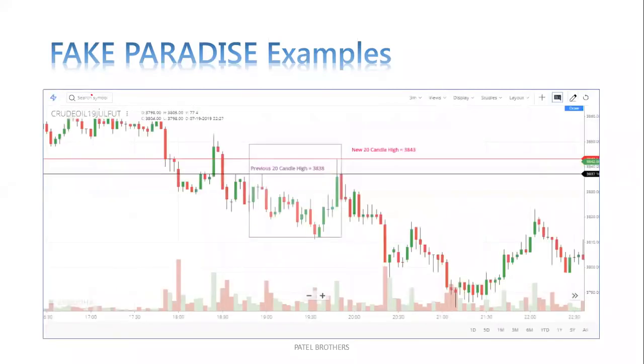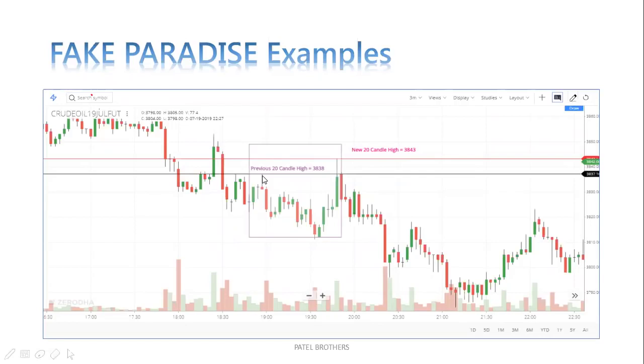So this is crude oil, for anybody who is a commodity lover. This is a recent example. I have traded this personally and shared it as well. Here there was a new high, which was 38.43. We have to look only 20 candles behind that. We don't worry about this high. We have to check what the previous 20 candles high is.